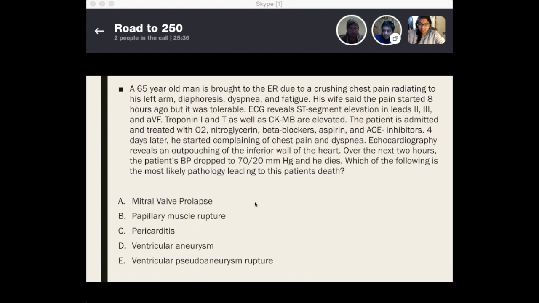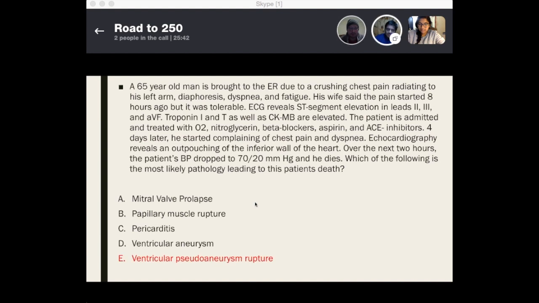E? Yeah, let's go with E. E is the correct answer. Nice. So in this case, you guys were right. I mean, he's definitely got an MI because of the ST segment elevation.